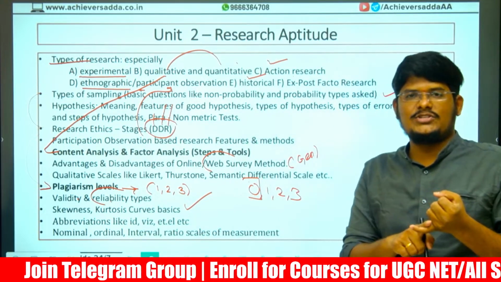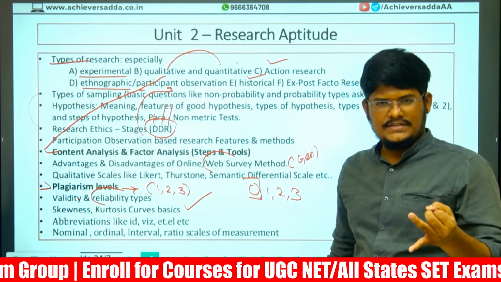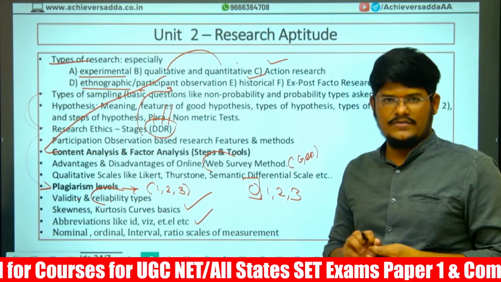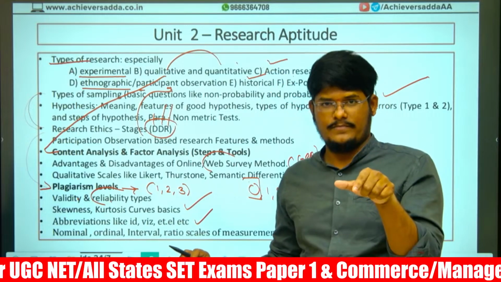Abbreviations, like in a research report, abbreviations will be used: ibid, op. cit., viz., et al., and others. Like this, various abbreviations will be used in a research report. Their full forms are important to match.